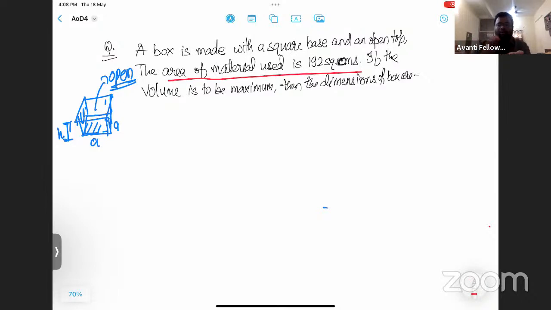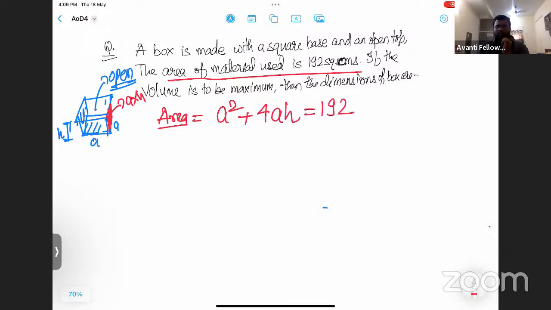Now the total area. The area of the base is A square, since it's a square, A side into A side. And for these four sides, the height we have assumed to be H and the base length is A. So the area of this side is A into H, and there are four such sides. So A square plus 4 times AH is equal to 192. Is this clear? Clear or not?